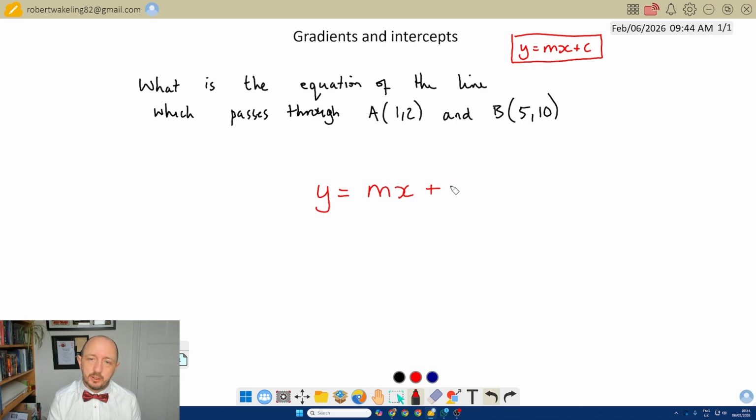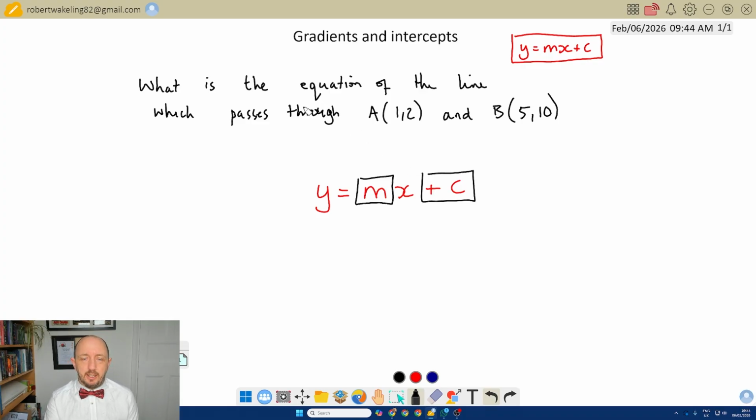So if I just refresh what we should be doing with this, m is the gradient, so we need to find a number to go into there, and then c is the y-intercept. So we need to be able to find both of these things.